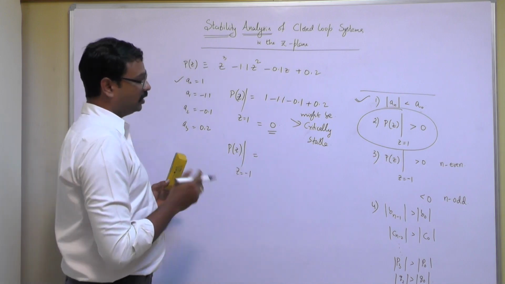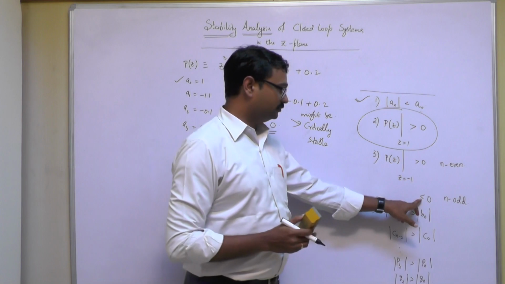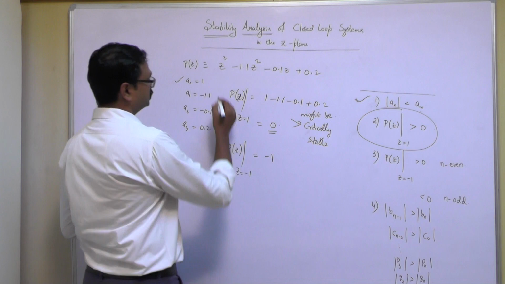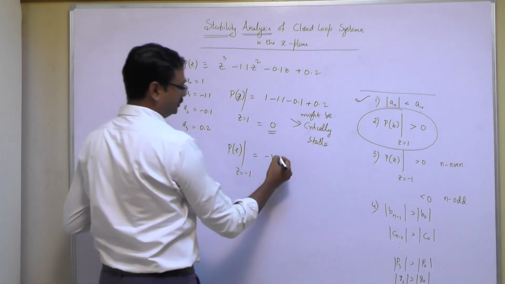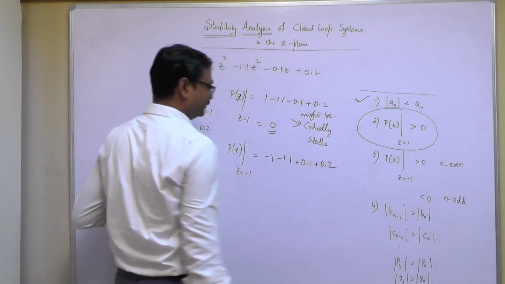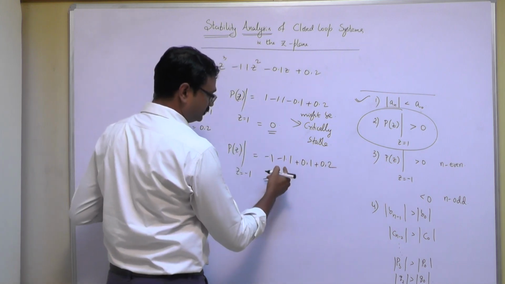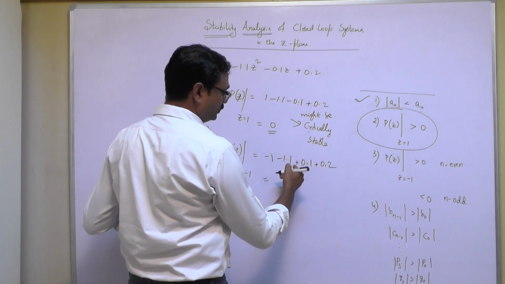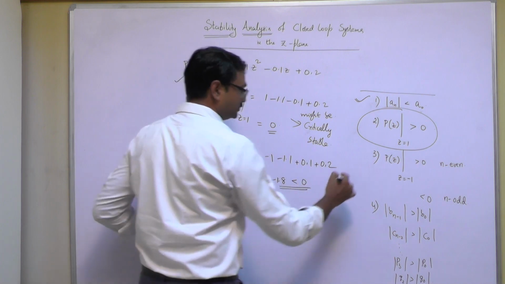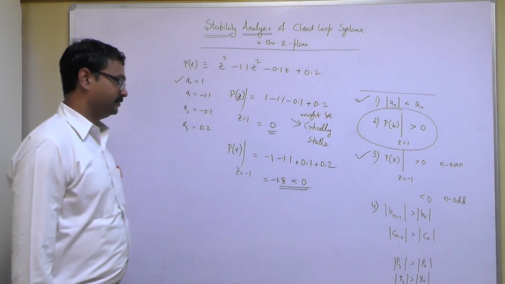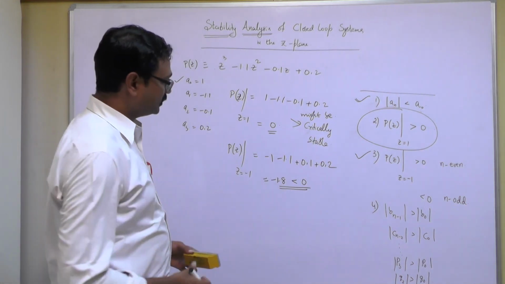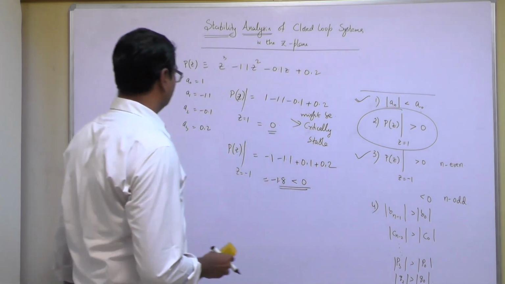Now this is an odd polynomial. When odd polynomial, the value must be less than 0. Let us see if it is less than 0 or not. When z is equal to minus 1, this is cube, so minus 1 minus 1.1 plus 0.1 plus 0.2. Therefore, this is minus 2.1 plus 0.3, it is minus 1.8, which is less than 0. Hence, this condition is also satisfied. Now let us see what are the other conditions that exist for us in this.